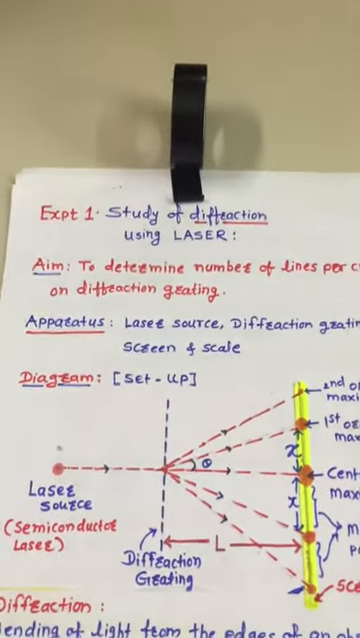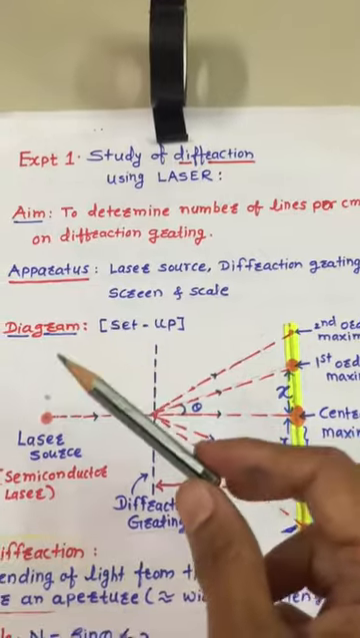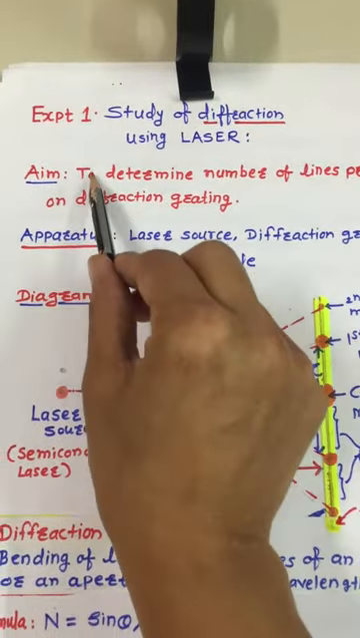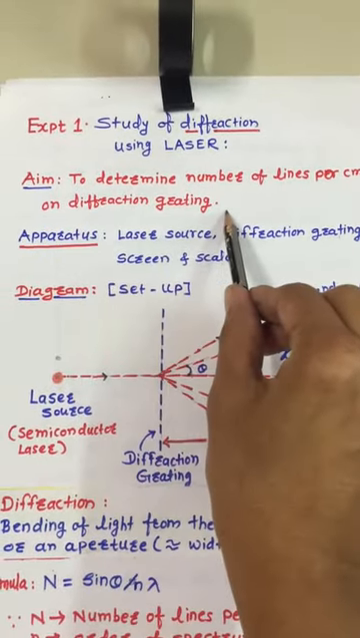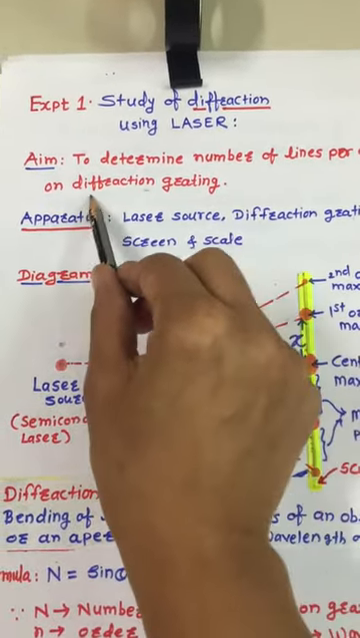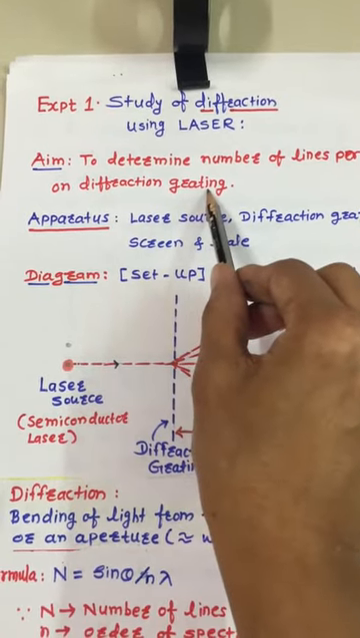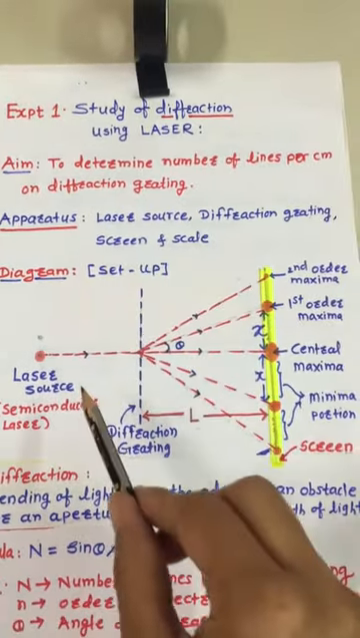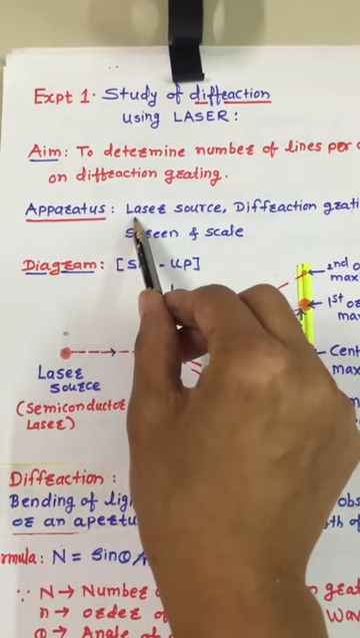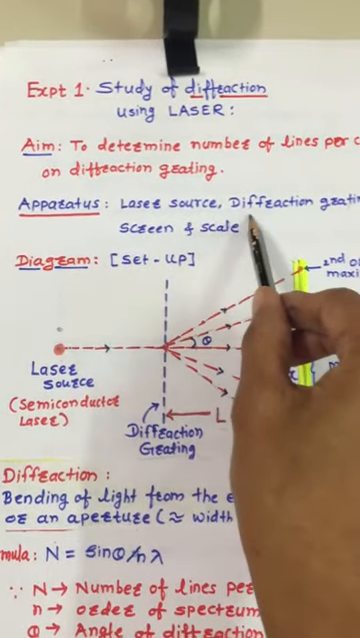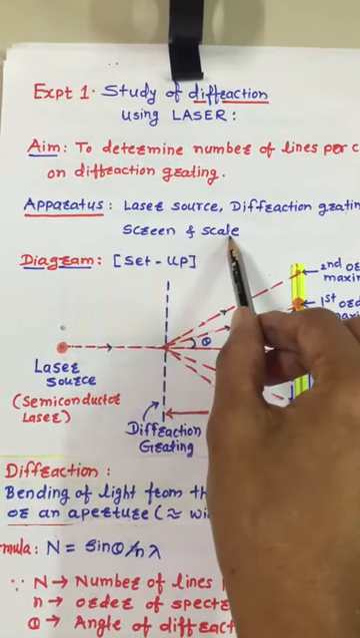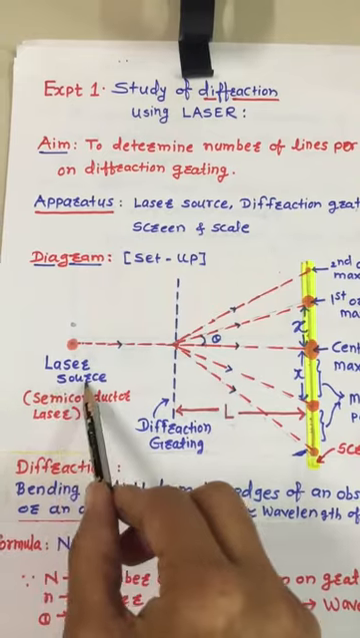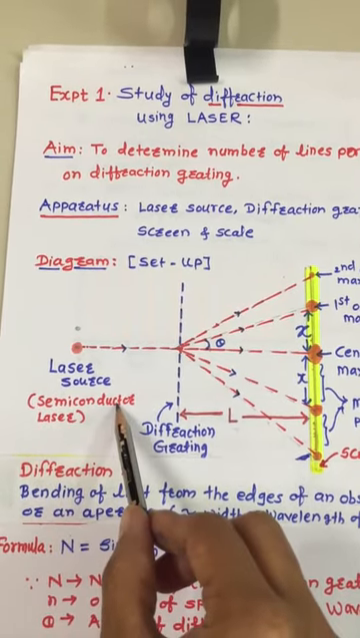So let us have an overview of the experimental setup as well as the aim of today's experiment. The aim of the experiment is to determine the number of lines per centimeter on a diffraction grating. How many lines are there on the grating, that we can determine practically by performing this experiment. Apparatus, as we have just seen: laser source, diffraction grating, screen and scale. The laser source used here is a semiconductor laser.